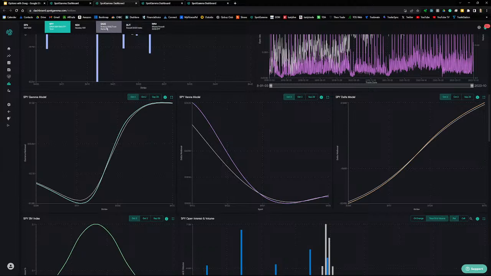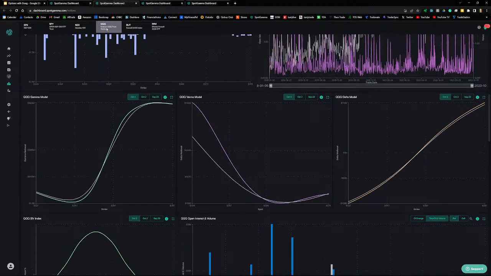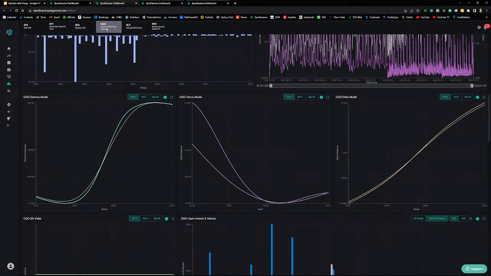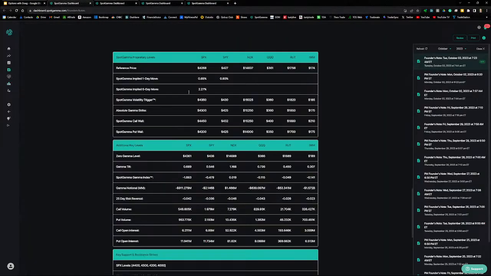And then finally, let's check on QQQ. Trading just above 354. So also on this very steep portion of the Vanna curve. Let's take a look at one other thing. I'm going to go back.